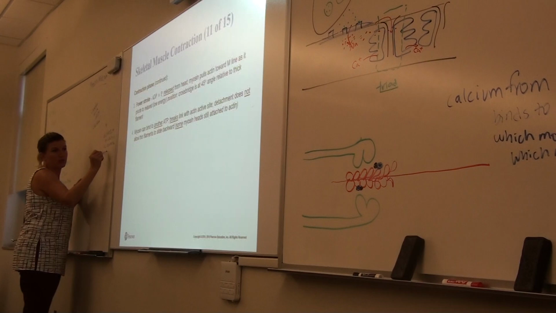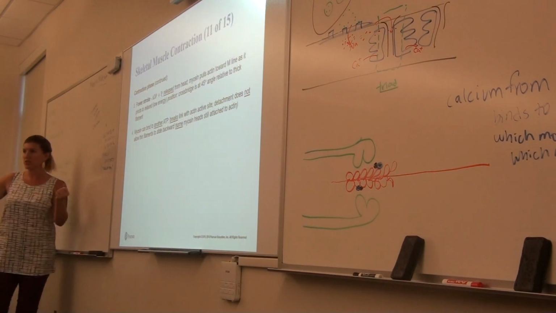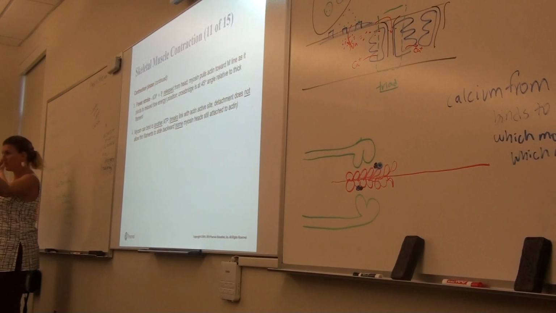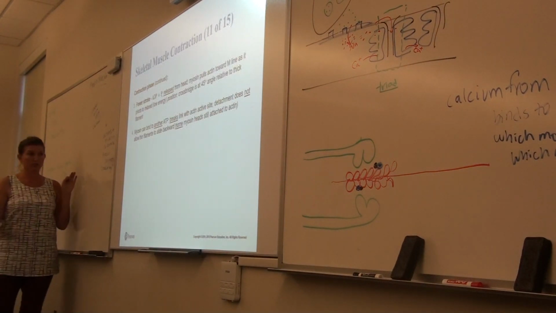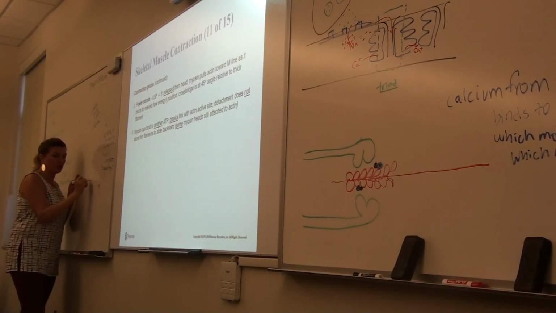Myosin joins, or myosin connects. We say it forms a cross bridge, right? You can see why we call it a cross bridge. It's literally linking the thick and thin filaments together. Cross bridge. It still has that ATP. The power stroke, which is the contraction, uses the ATP.